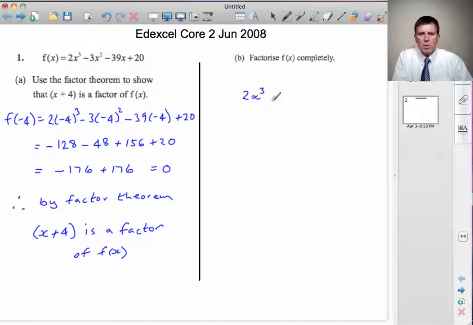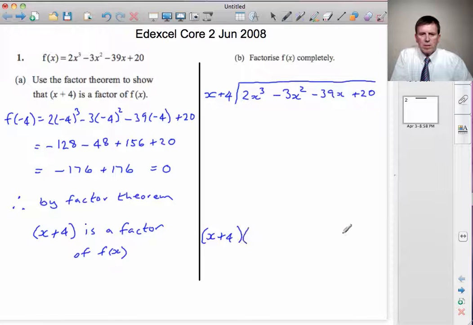2x cubed minus 3x squared minus 39x plus 20 divided by x plus 4. Right, I'll just keep track of the answer down here. We've got a factor x plus 4, and we're going to build the quadratic factor that it needs to be multiplied by to give us this f(x).